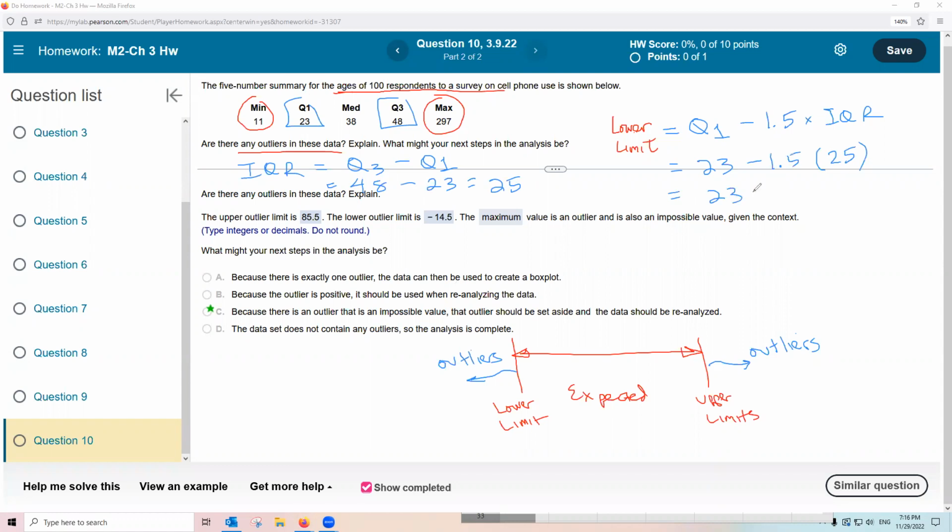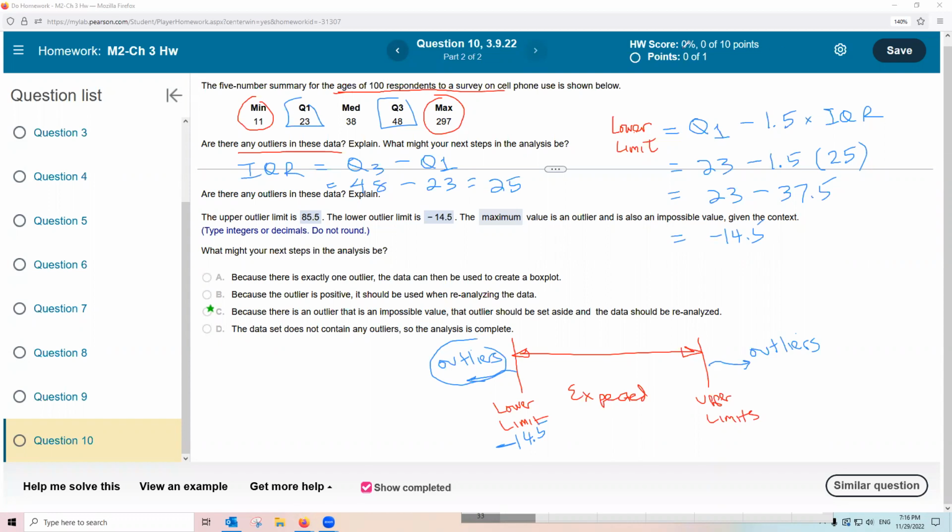All right, so I'm just going to work this out on my calculator. 1.5 times 25 is 37.5. So it looks like this is going to be a negative number, negative 14.5. That's the lower limit for outliers. And of course, I don't have any numbers below negative 14.5. Of course, I can't have any ages that are negative. So I don't have any outliers on the lower side.